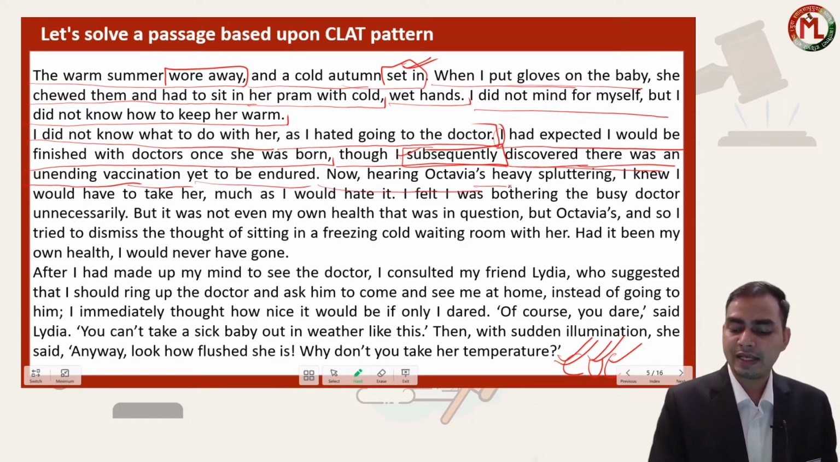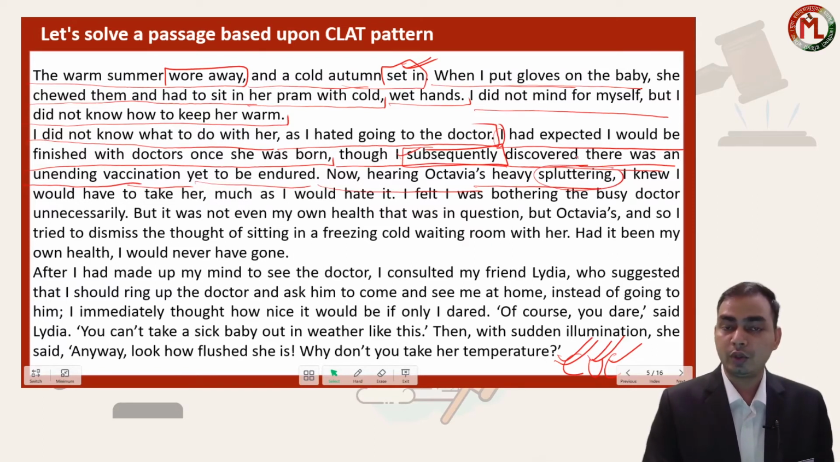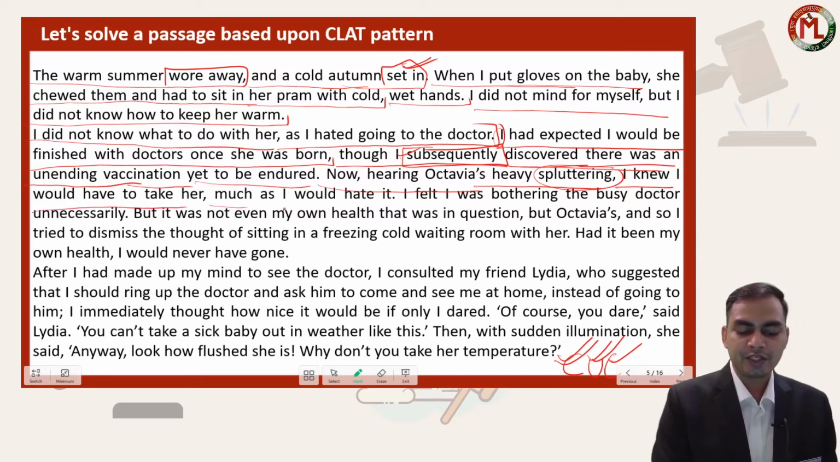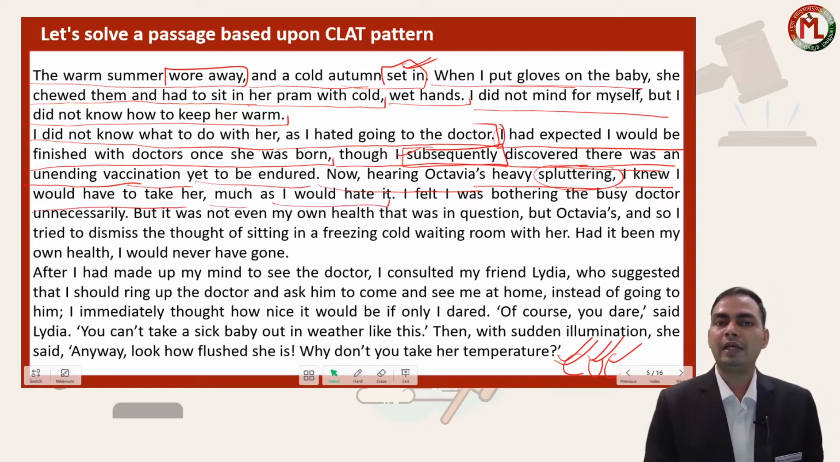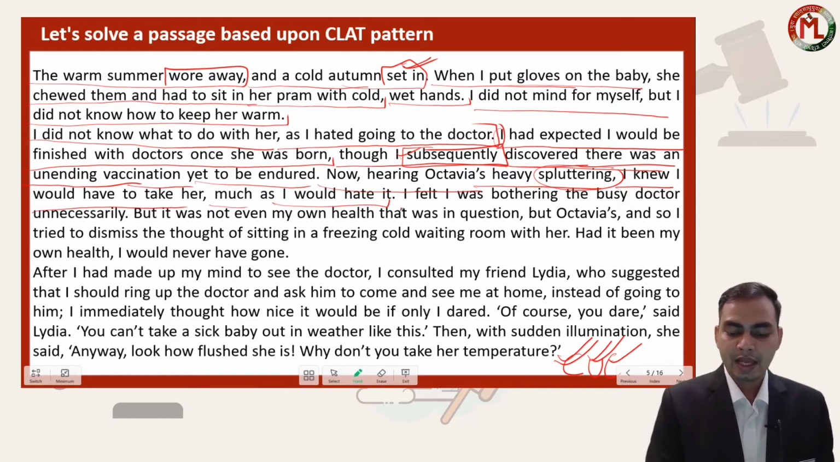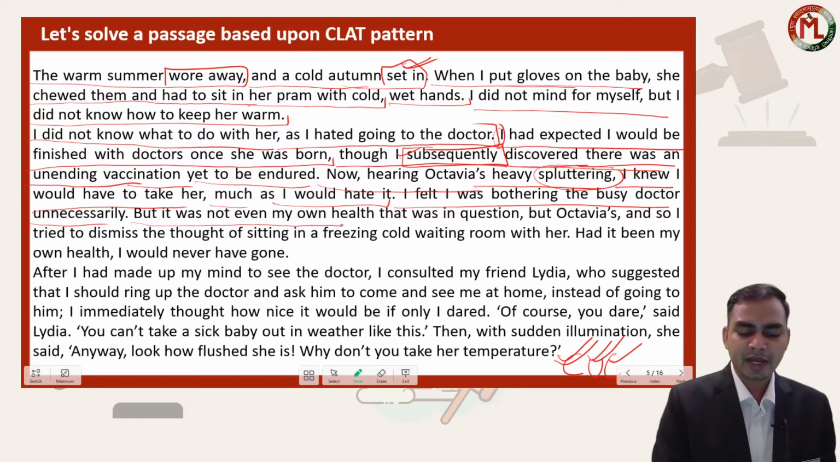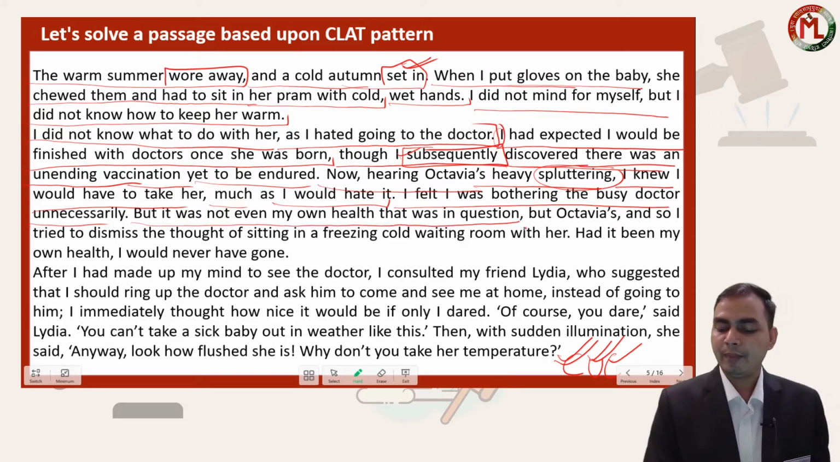Now, hearing Octavia's heavy spluttering. So this is spluttering, you need to note down the word. I knew I would have to take her, much as I would hate it. So the writer hates something. What she hates? I felt I was bothering the busy doctor unnecessarily, but it was not even my own health that was in question, but Octavia.